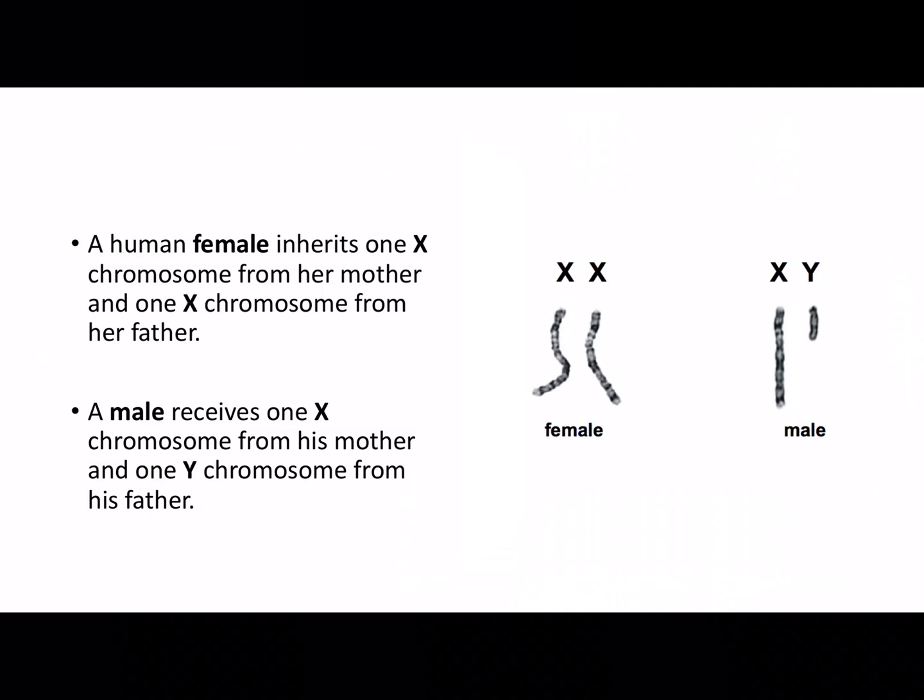A human female inherits 1 X chromosome from her mother and 1 X chromosome from her father. A male receives 1 X chromosome from his mother, because his mother is always going to pass an X chromosome to the offspring. And the father is going to decide the sex. So the male is going to receive a Y chromosome from the father.